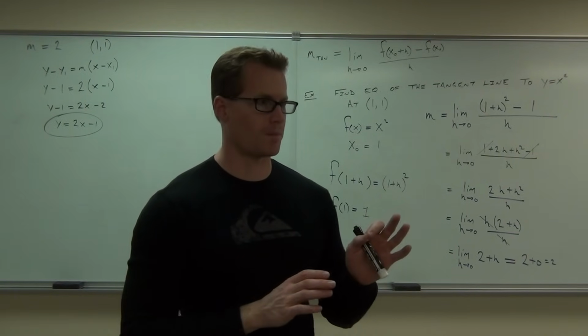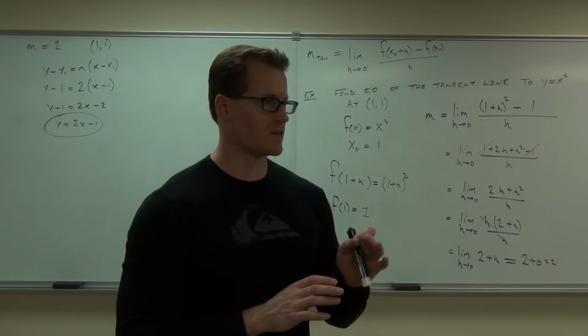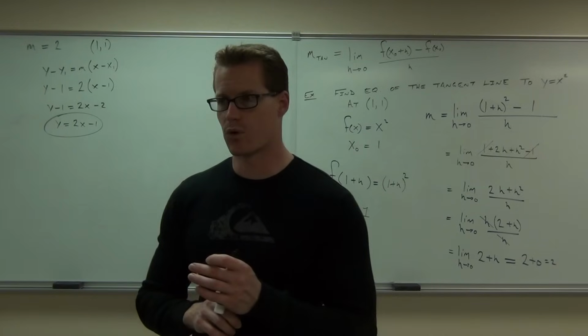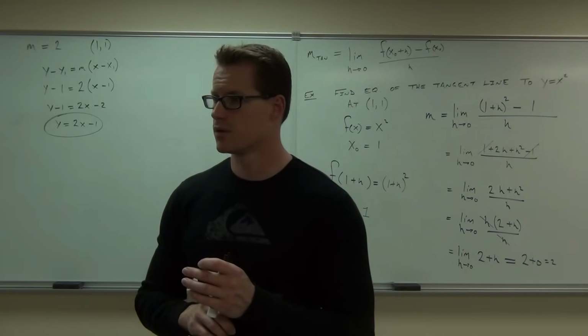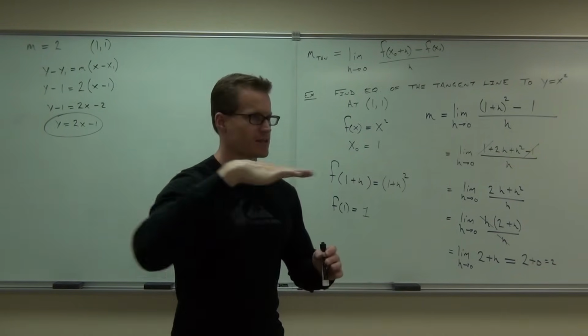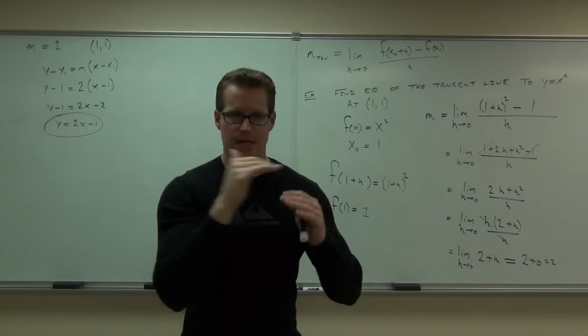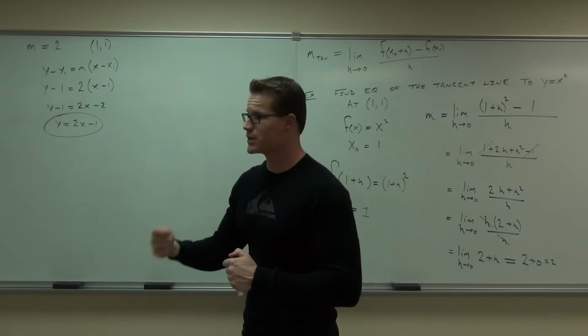Now here's my question. Is the tangent line going to be different for a different point? For instance, if I give you the point 2, 4, are you going to have a different slope? It's a parabola, right? Yeah, it has a different slope at every single point. Every point has a different slope. So yeah, it's going to be different. You have to redo this every single time.